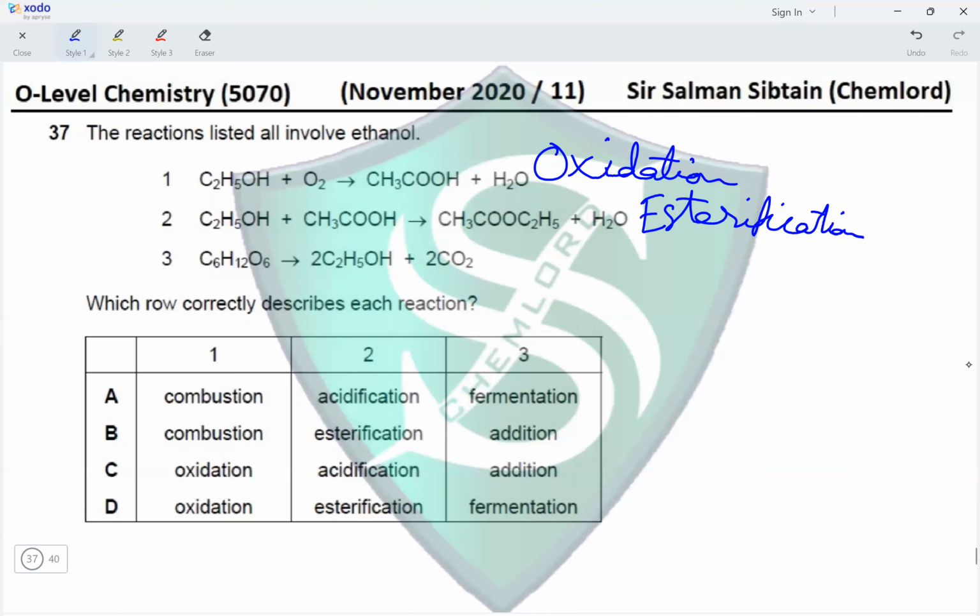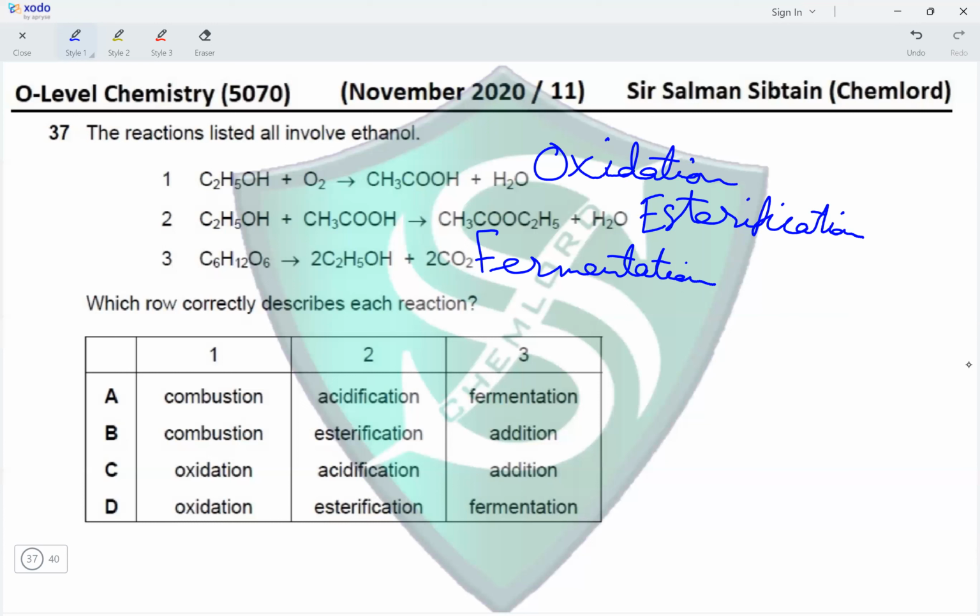Okay, and the third one, C6H12O6, this is glucose. This gives 2 moles of C2H5OH, which is ethanol plus carbon dioxide. Okay, this is basically sugar being fermented. This is fermentation because fermentation of glucose produces ethanol.